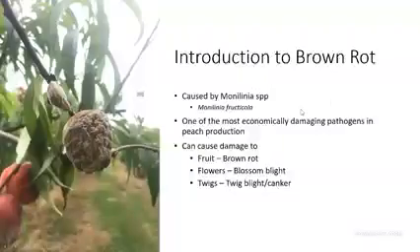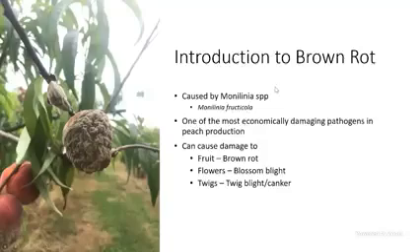Okay, so brown rot is caused by Monilinia species. Most commonly here in the Southeast, it's Monilinia fruticola. And it's one of the most economically damaging pathogens in peach production. One of the reasons for that is because it is a threat to the peach all the way from bloom to harvest. So when we're looking at controlling brown rot, we need to look at it as a season-long management strategy.